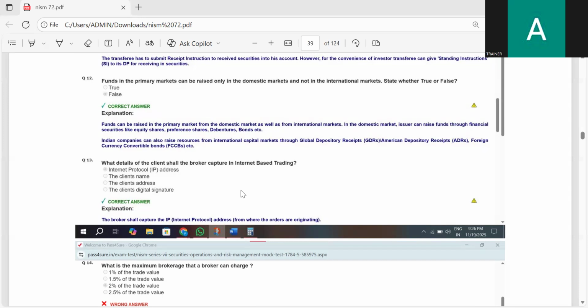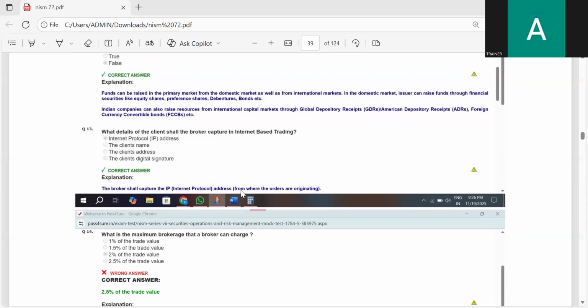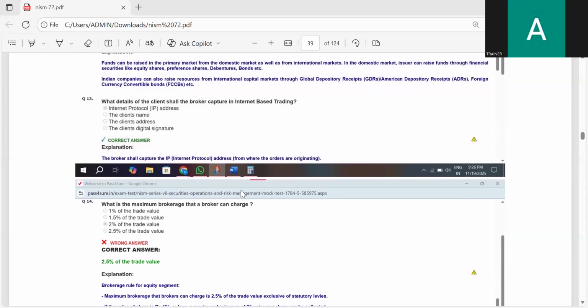What details of the client shall the broker capture in internet-based trading? IP address, the client name, the client address, the client digital signature. The correct answer is internet protocol address, that is IP address.